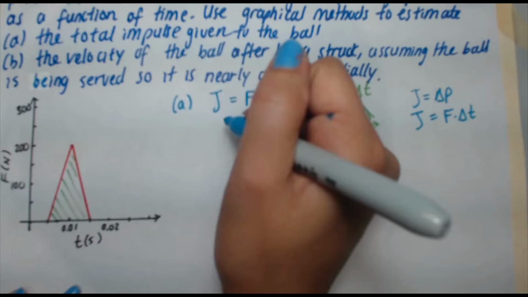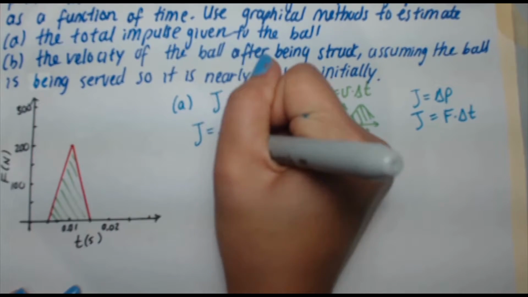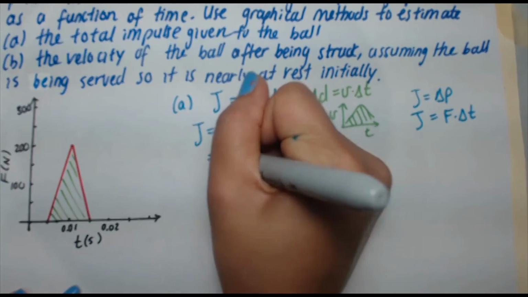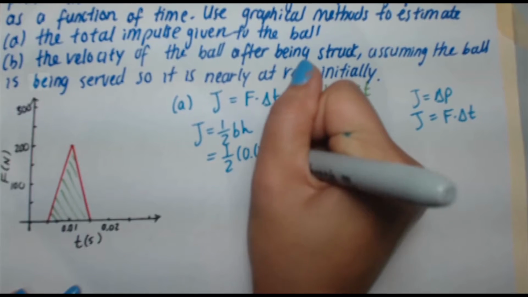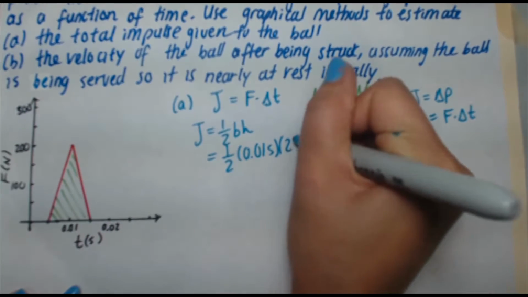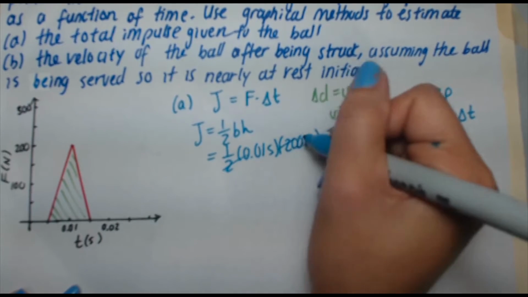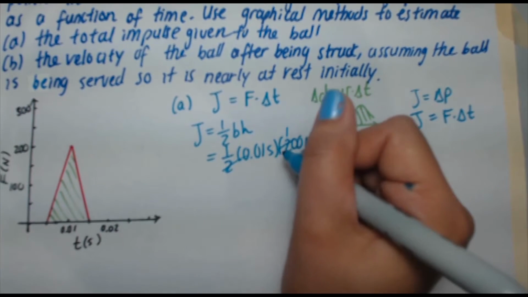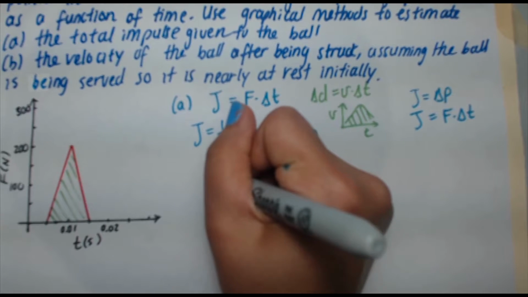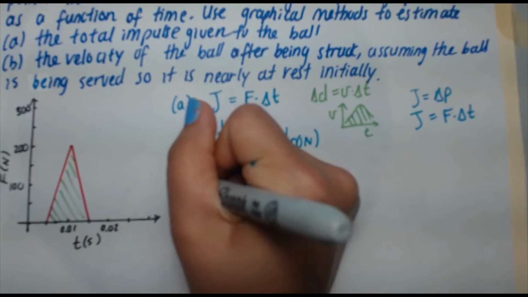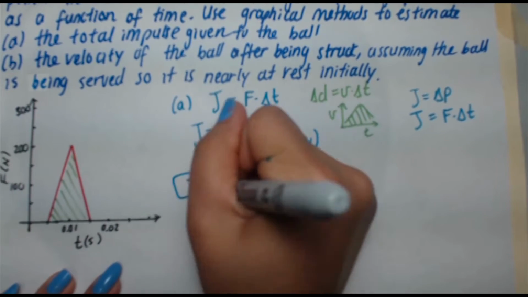So J is equal to 1/2 base times height, which is 1/2 times 0.01 seconds times 200 newtons. The 200 with the 1/2 becomes 100, and 100 times 0.01 gives you 1 newton second. So there's the impulse for part A.